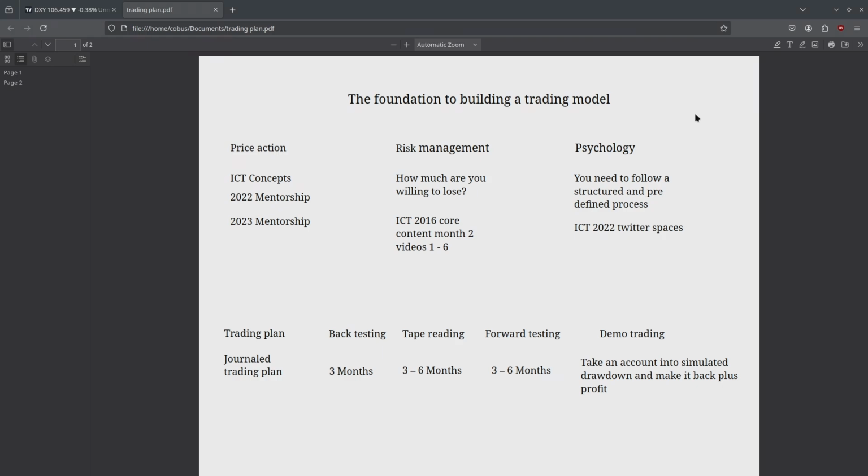So hopefully this video helps you to piece together some of the concepts or ideas that you've learned, not just from ICT, but maybe from other traders as well. And remember, you don't need every single tool. If you have something that works, stick to that.